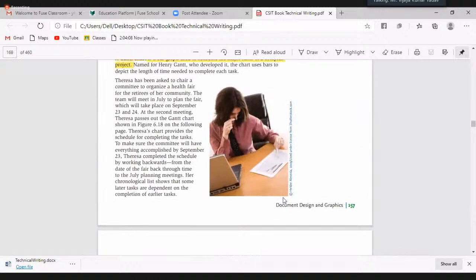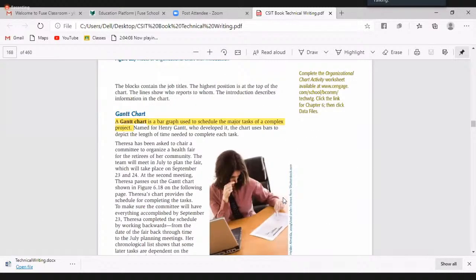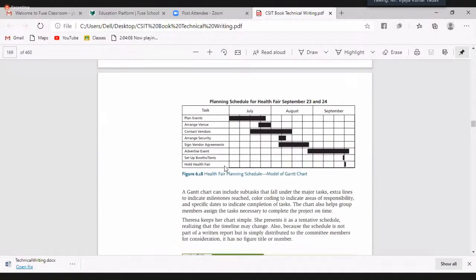Did you understand? Yes, Bipan Dakal? Yes, sir. Okay. So like this, if I want to schedule my classes for 3 months, let's say July, August, September, or September, October, November, then I have to make a Gantt chart, isn't it? From this chart, you can easily know when we are going to take the class. Okay.